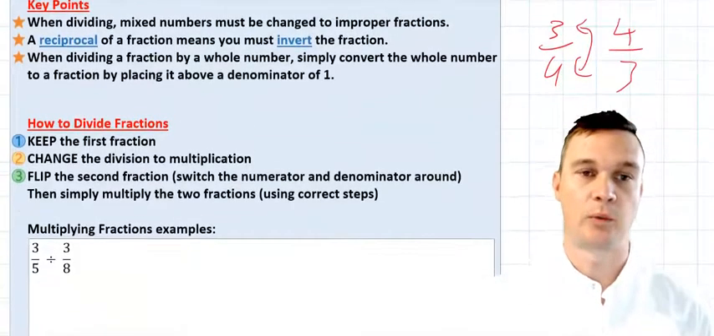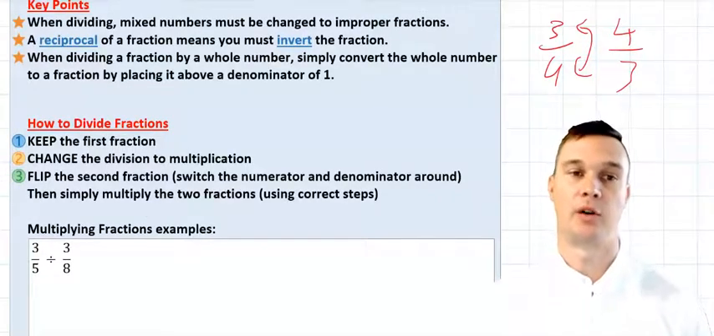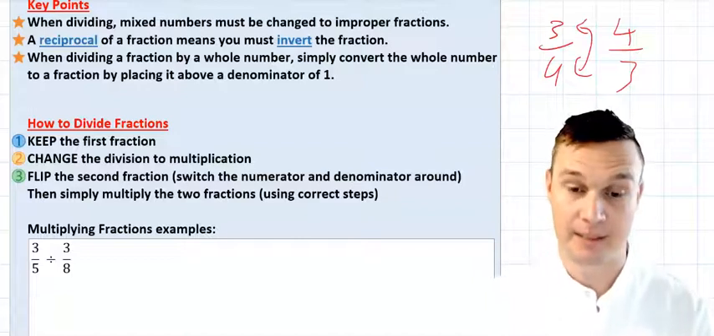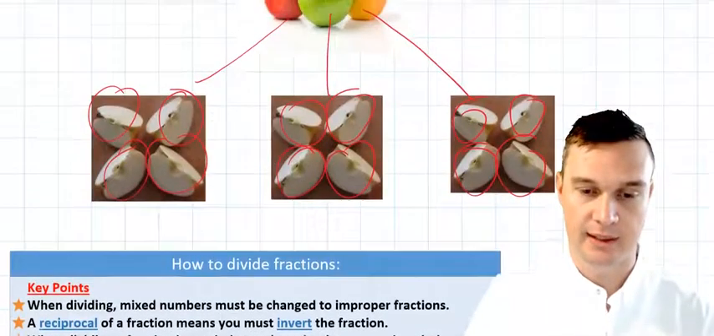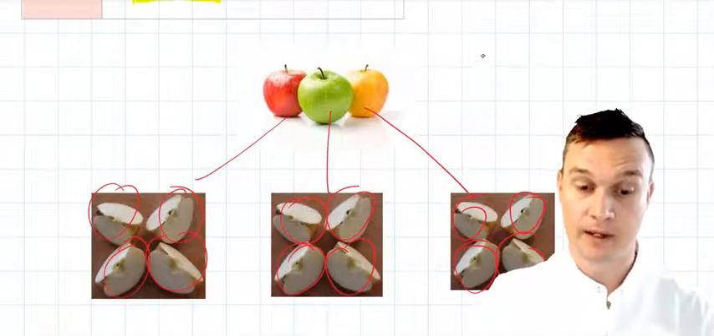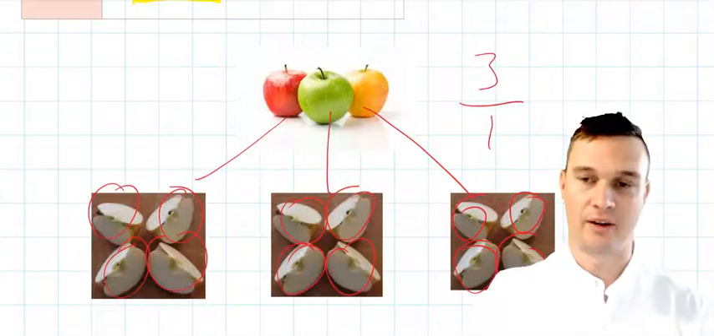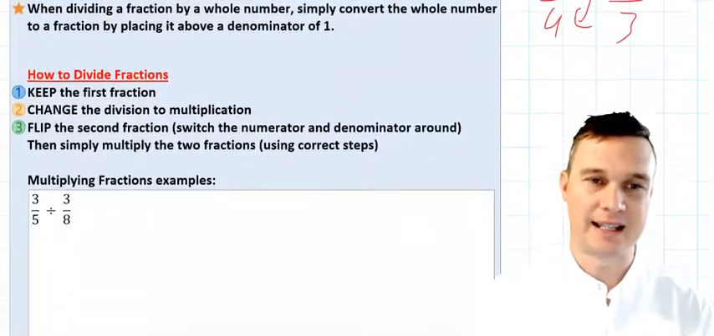The last point here is that when dividing a fraction by a whole number, you simply convert the whole number to a fraction by placing it over a denominator of 1. So in this example, if we want to divide 3 by quarters, and we have 3 whole, to turn that into a fraction, we just place it over a denominator of 1. So now that we understand that, let's get into it.